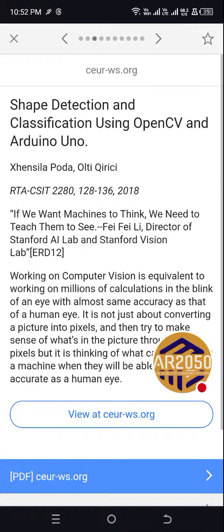If we want machines to think, we need to teach them to see. Fei-Fei Li, director of the Stanford AI Lab. I may mispronounce the name, just apologize to me for that. Working on computer vision is equivalent to working on millions of calculations in the blink of an eye with almost the same accuracy as the human eye.